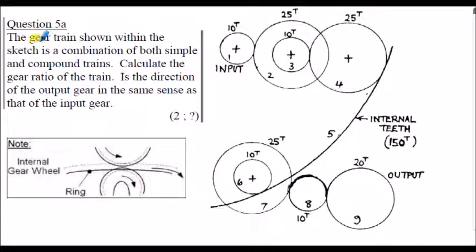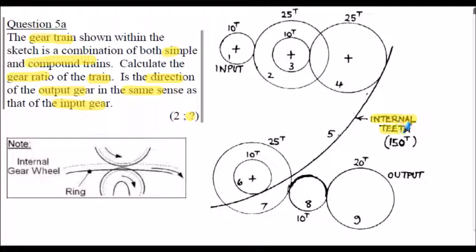We've got a gear train that's shown, a combination of both simple and compound gear trains. We've got to calculate the gear ratio of the train, and then we've got to find whether the direction of the output gear is in the same sense as the input gear. And I notice they've left that as a question mark, so no help there. And we've got the gear ratio in the question. Now, just one thing to be careful of here. We've got what's called internal teeth. Can you see that there?